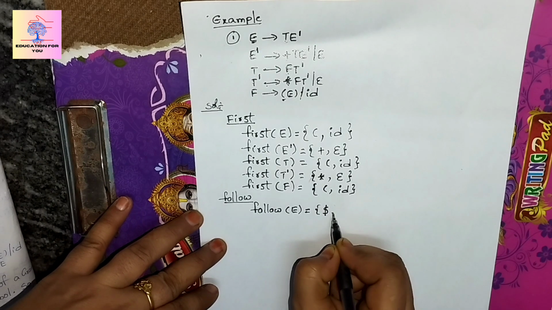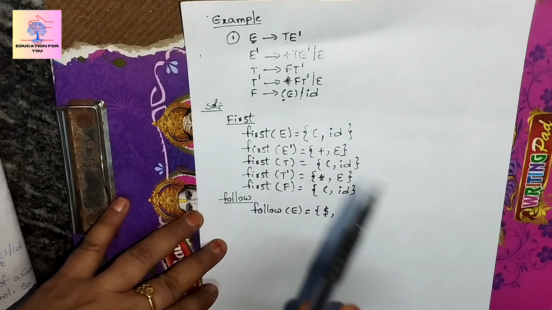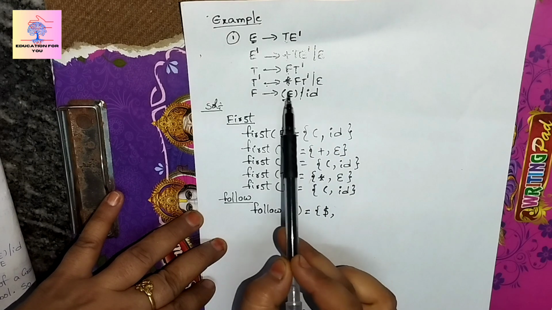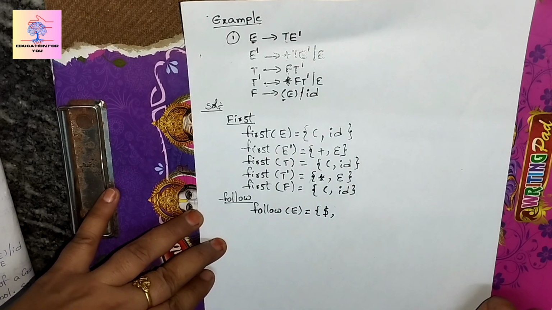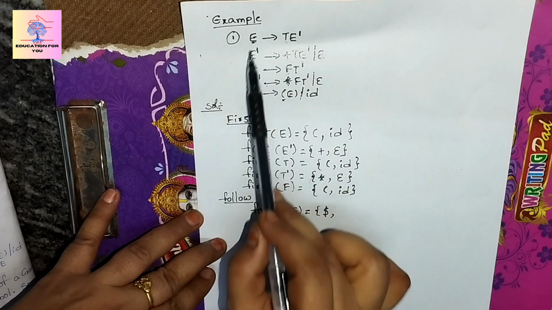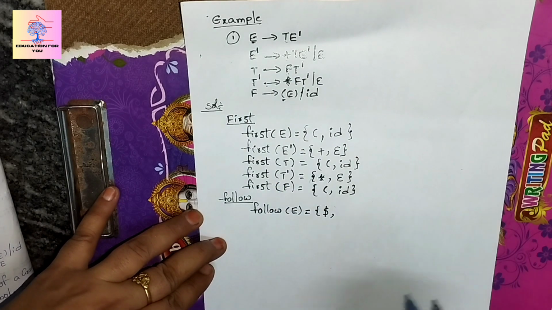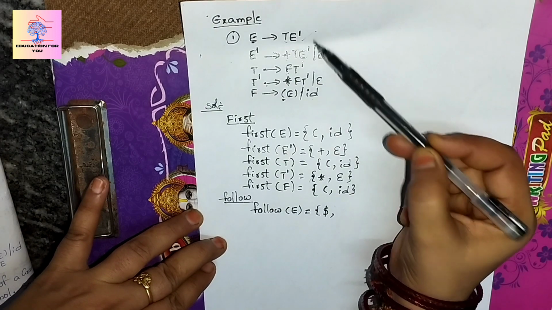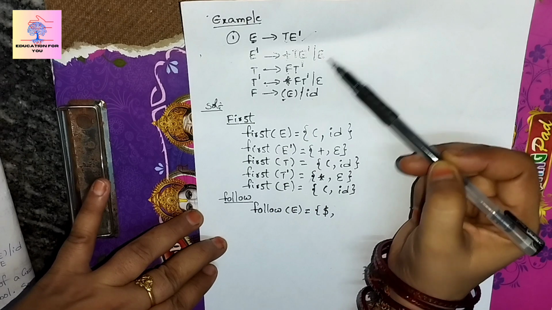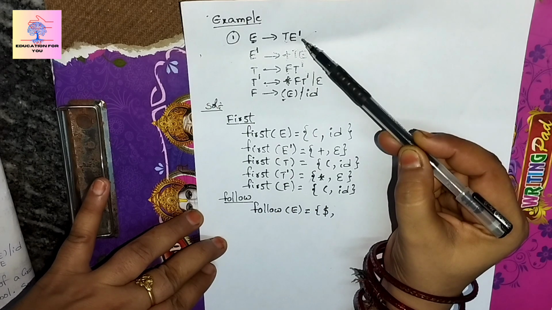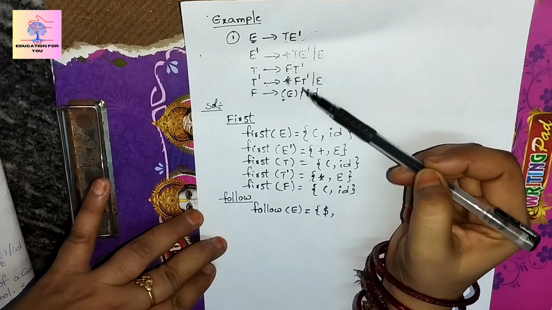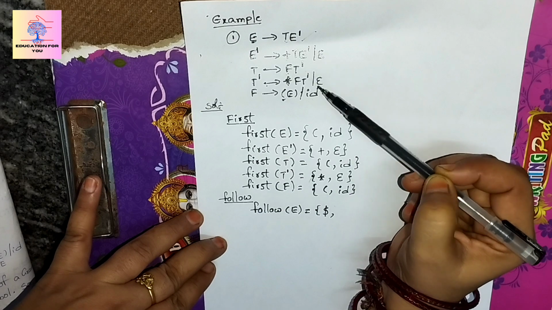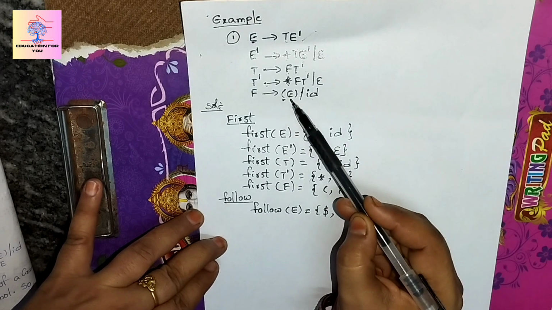Dollar. Okay. So I already said that for follow, you have to search for right side non-terminals. For first, you have to search for left side non-terminals. Now, follow of E. Is there any E in this production? No. Is there any E in this production? No. What I am saying is on the right hand side only, not the left hand side. Here E is not there, here E is not there, here also E is not there, here also E is not there, here E is there, right?